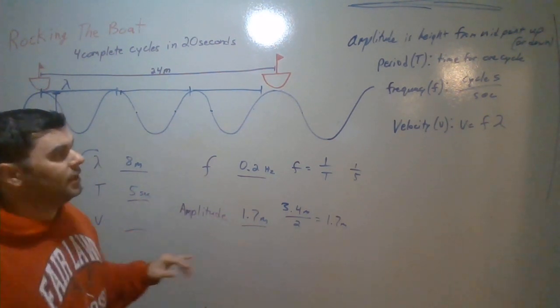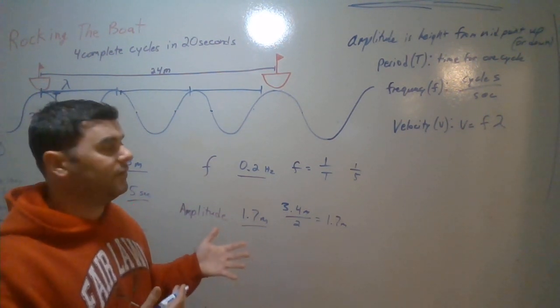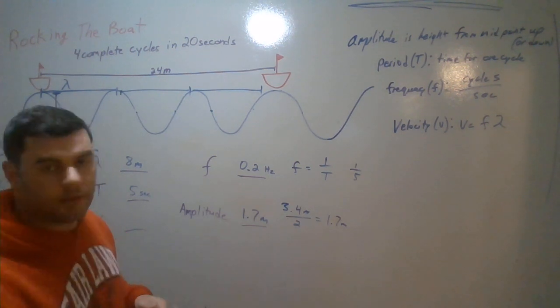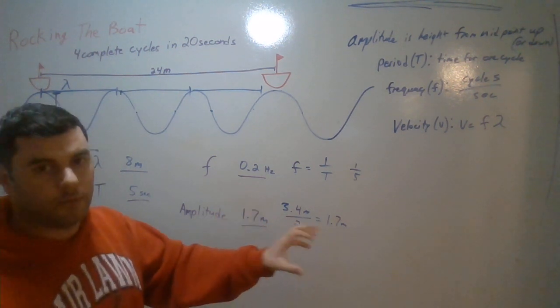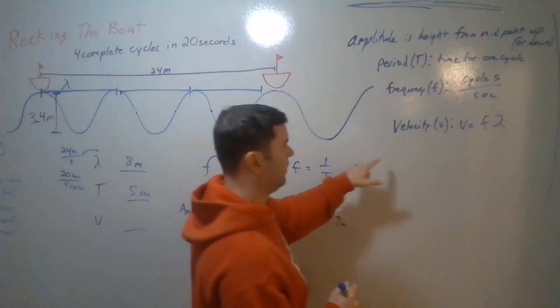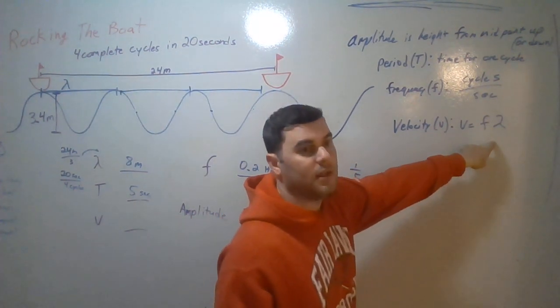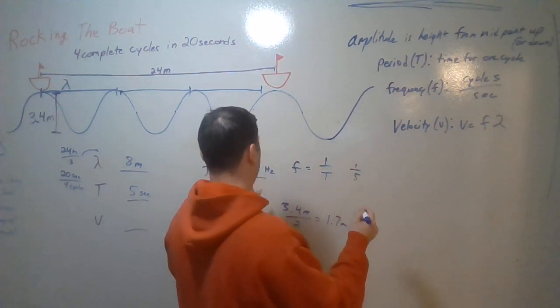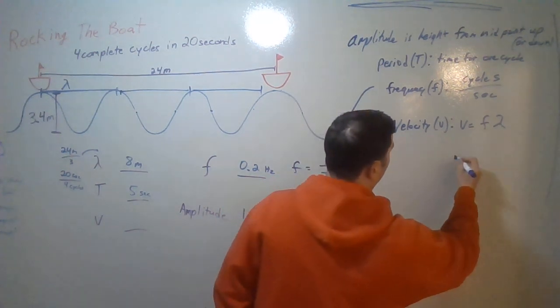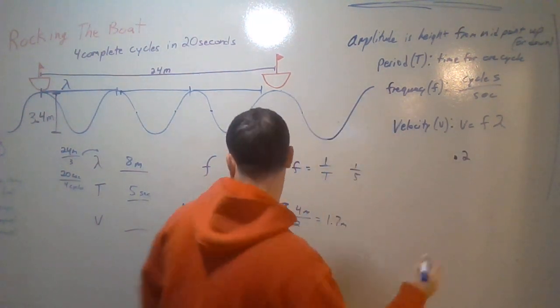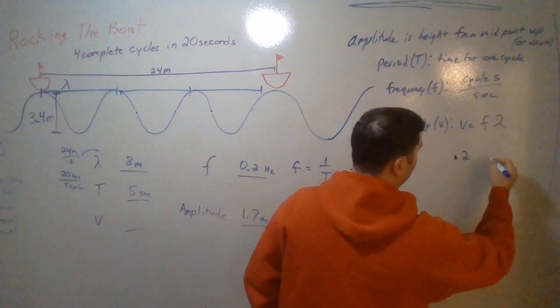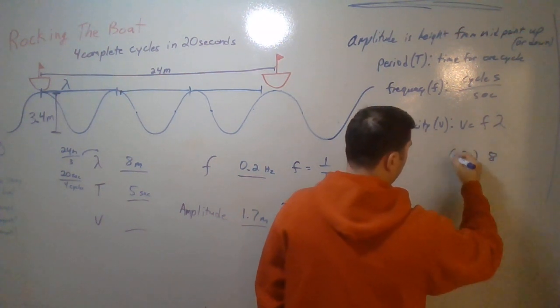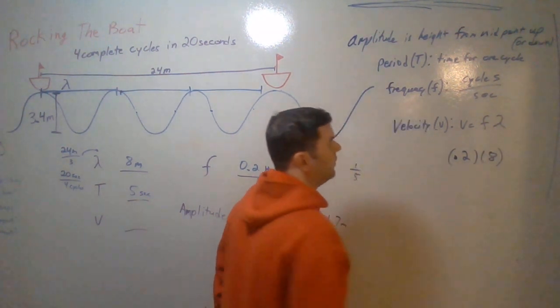Now for velocity, I told you there were 2 different ways in the last video to get velocity. We'll explore that a little bit more in this video for the wizard level. One way to get velocity is frequency times wavelength, which you can certainly do. Frequency we know is 0.2, and the wavelength we know is 8. You can multiply those two together.